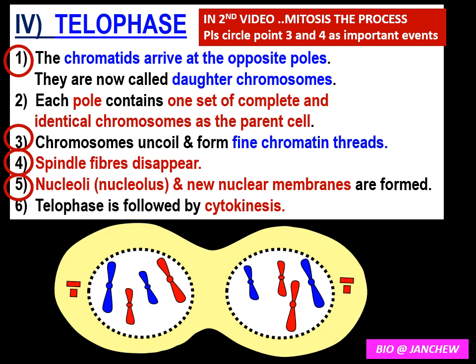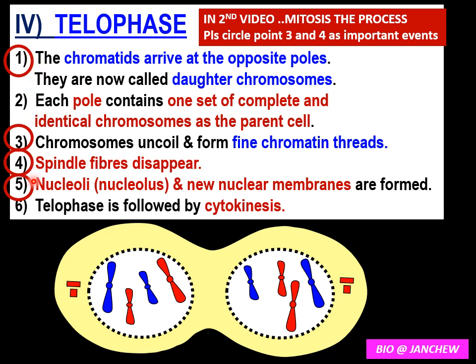So before we go on further, I would just like to make a clarification of the previous video where we talked about telophase. In mitosis, the process, video number 2, I circled number 1 as one of the important events. In telophase, the chromatids arrive at the opposite poles. And I also circled number 5, nucleoli and new nuclear membranes are formed. Now we can also actually circle number 3 and number 4. Chromosomes uncoil and form fine chromatin threads, spindle fibers disappear. These 2 events are also important in telophase.